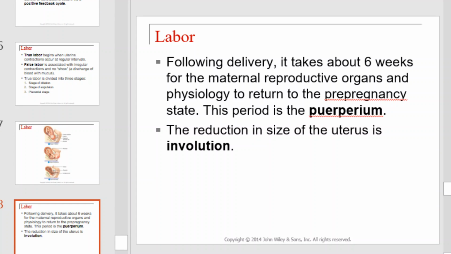Following delivery, it takes about 6 weeks for the maternal reproductive organs and physiology to return to the pre-pregnancy state. This period is the puerperium. The reduction in size of the uterus is involution.